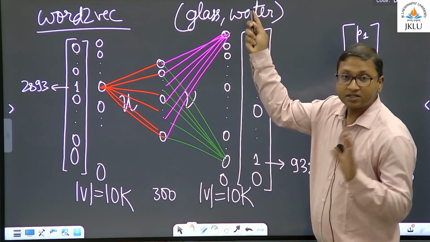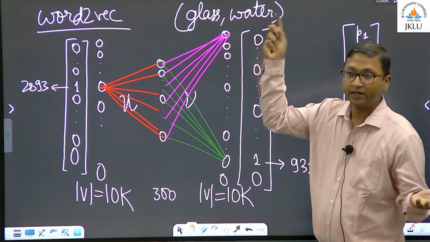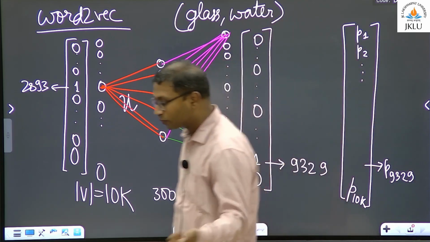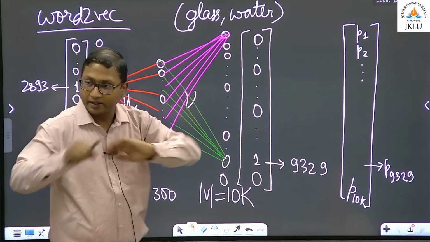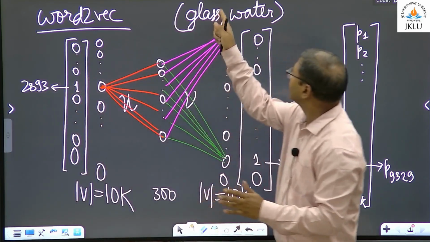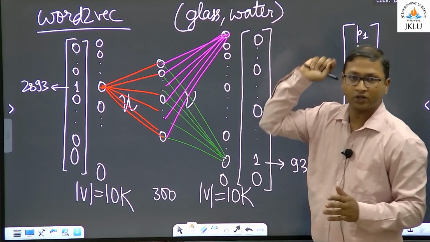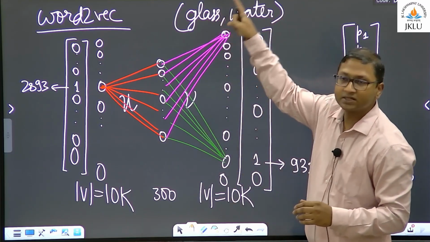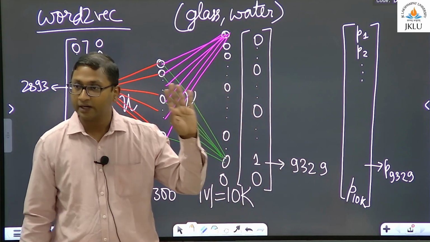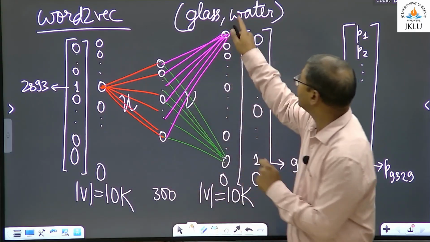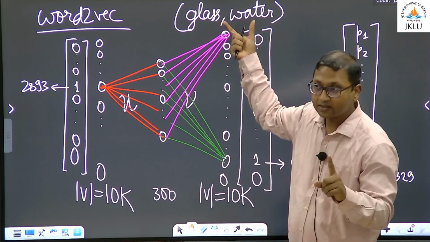Remember, this task is a fake task, right? And that's why you call this semi-supervised. Why semi-supervised? This is a fake task. You are never interested in knowing that output of glass is water, output of glass is me, output of glass is 4. We are not interested in that, right? But somehow the authors have intelligently been able to find this fake task to do what?